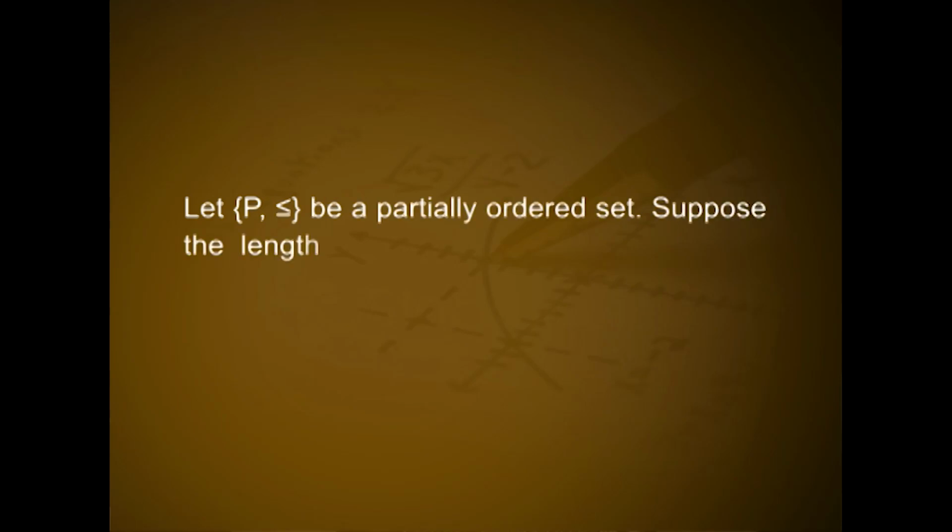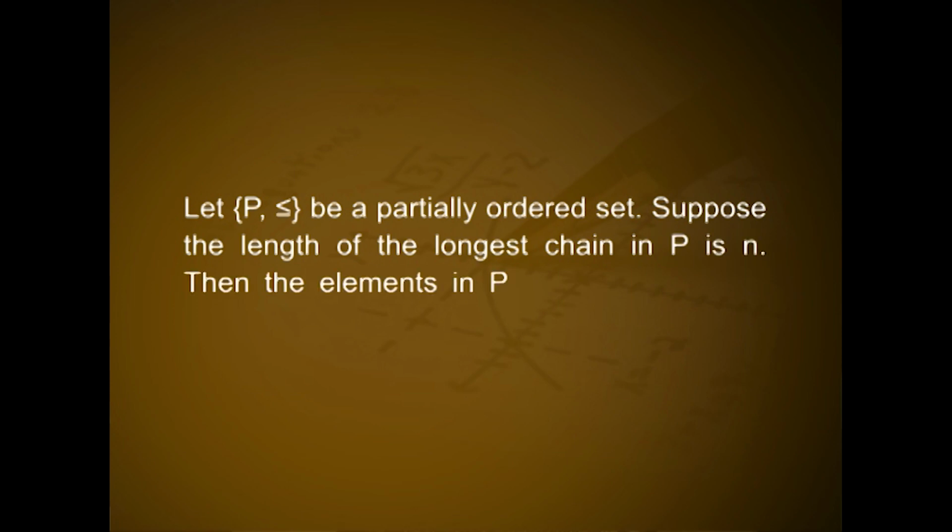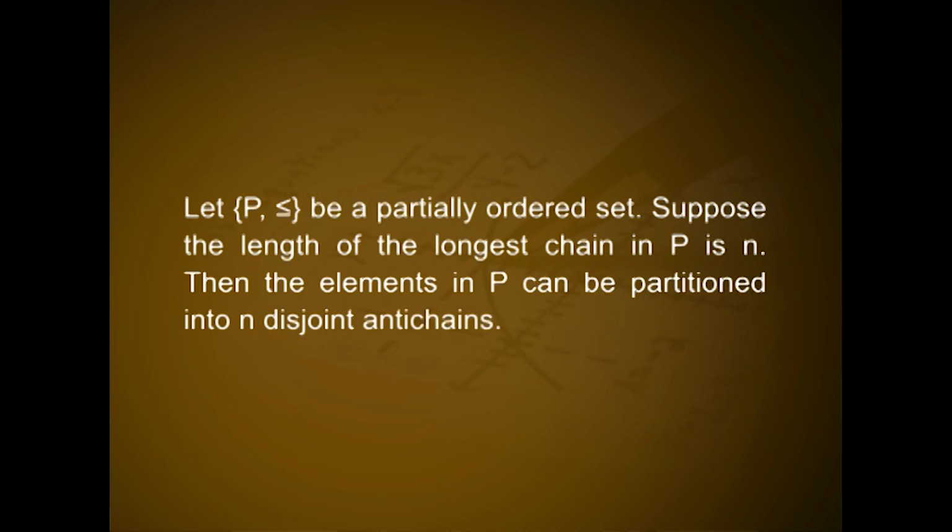The following theorem shows the relationship between chains and anti-chains. The theorem states that let (P, ≤) be a partially ordered set. Suppose the length of the longest chain in P is n. Then the elements in P can be partitioned into n disjoint anti-chains. The proof is by induction on n. When n equals 1, there is nothing to prove.